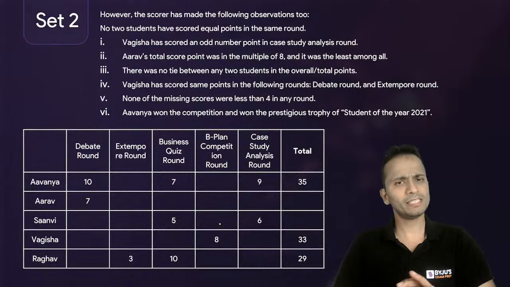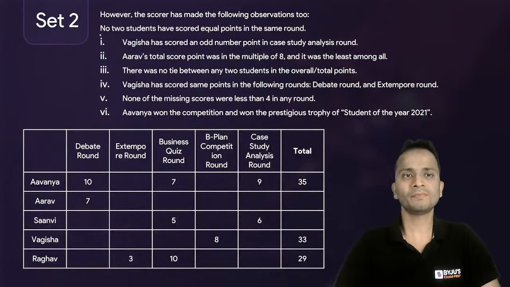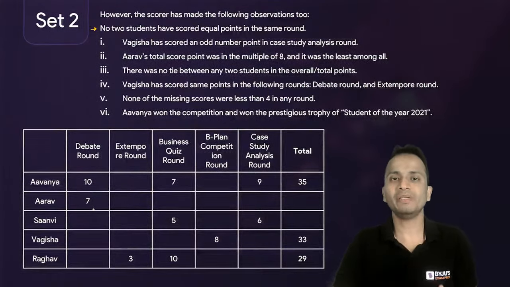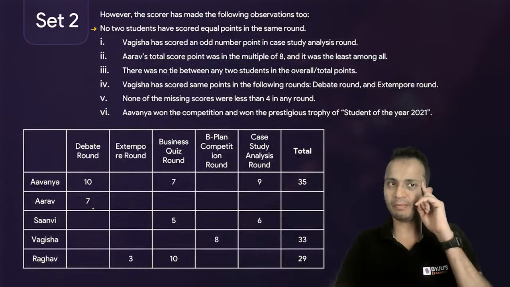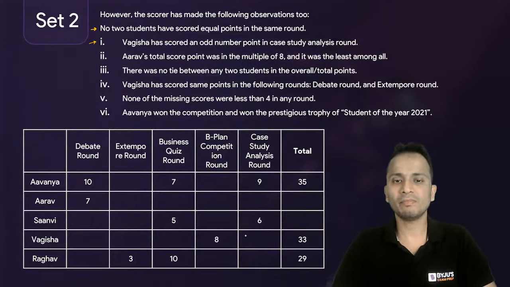Okay, now let us start slowly dealing with the statements one by one. Now, first of all, no two students have scored equal points in the same round. So that means vertically the values should be different. Clear? Keep in mind. Statement number one, Vahisha has scored an odd number of points in case study. So case study, the number is odd.